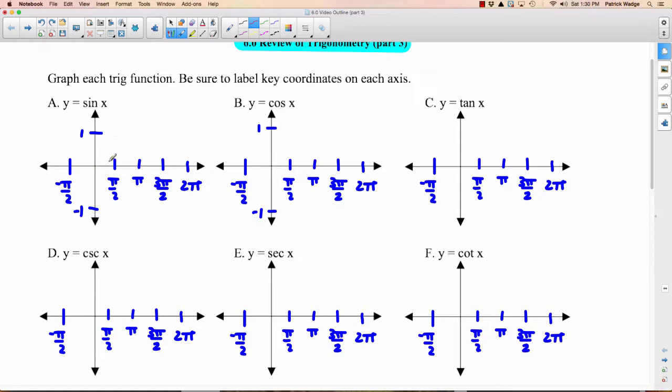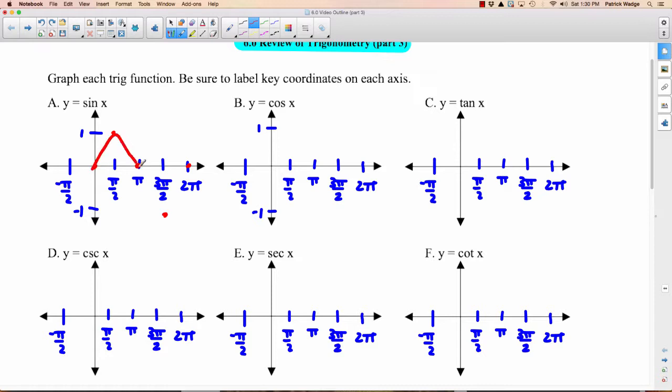Remember that there's 5 key points. When x is 0, the sine graph is equal to 0. Sine 0 equals 0. Sine pi over 2 is 1. Sine pi is 0. Sine 3 pi over 2 is -1. And sine 2 pi is 0 again. And that's one complete period right there.